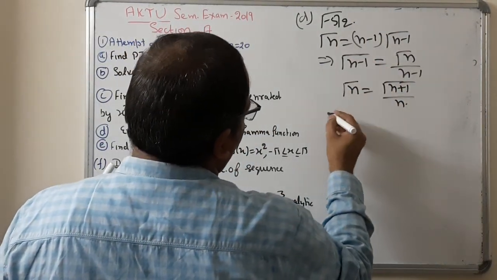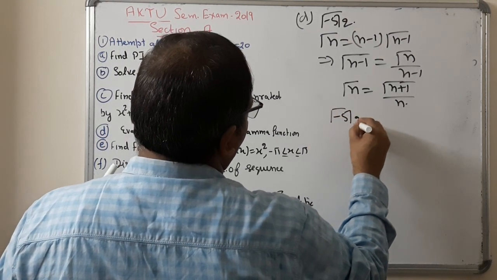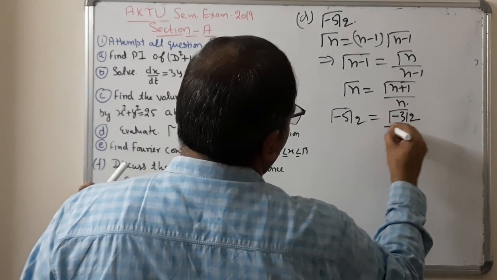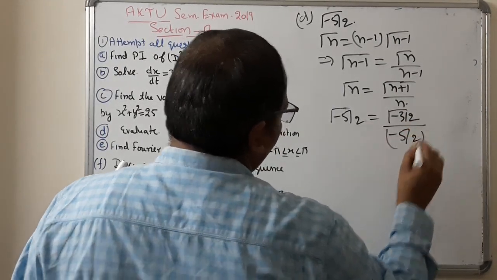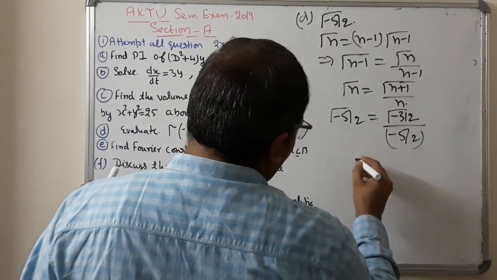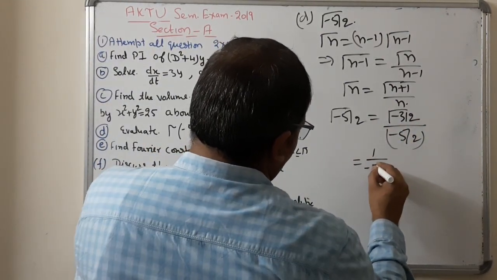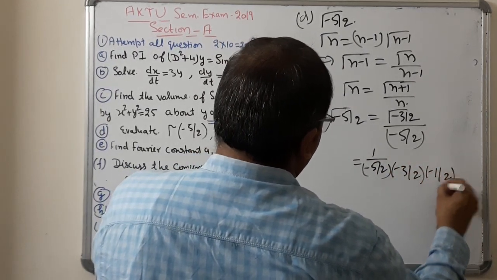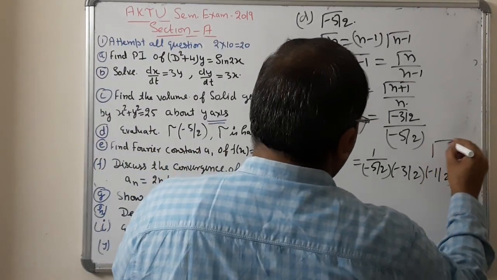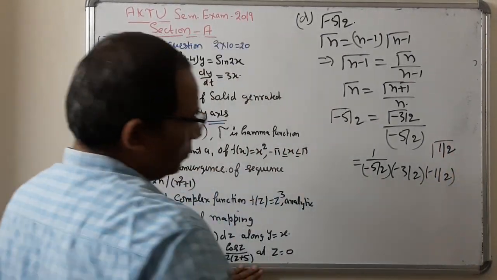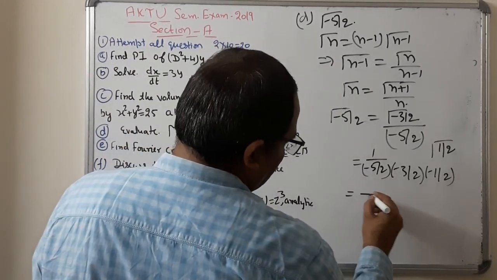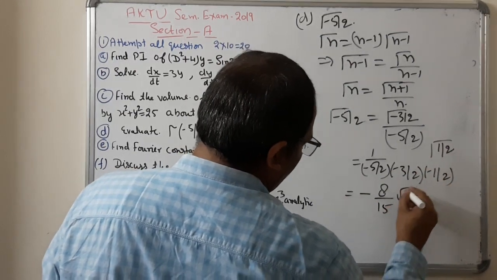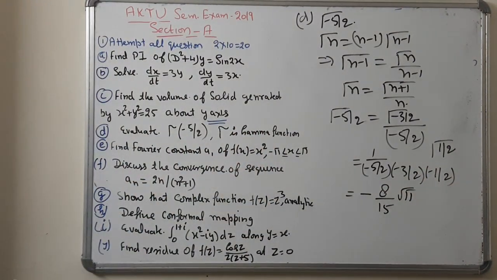Now put n equal to minus 5 by 2. So gamma of minus 5 by 2 is equal to gamma of (minus 5 by 2 plus 1), that is minus 3 by 2, upon minus 5 by 2. Again apply this formula 2 times. So we get 1 upon (minus 5 by 2)(minus 3 by 2)(minus 1 by 2), and this is gamma of 1 by 2, right? So we can write this as minus 8 upon 15, and gamma 1 by 2 is root pi. We get the answer.